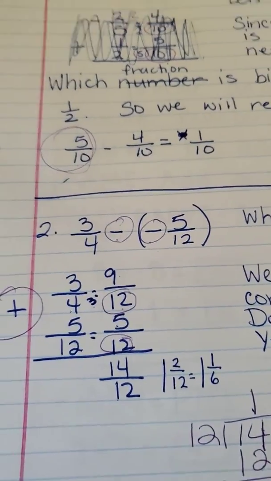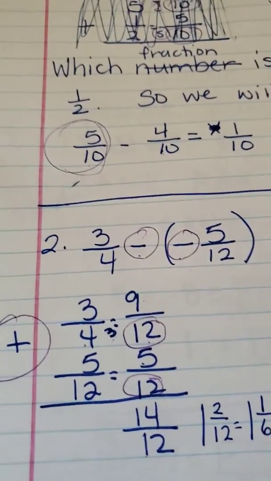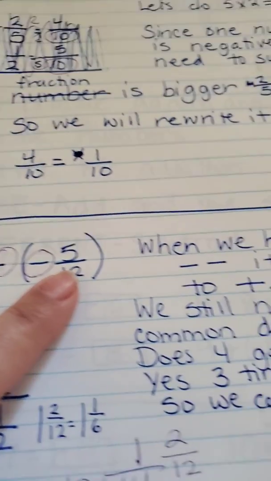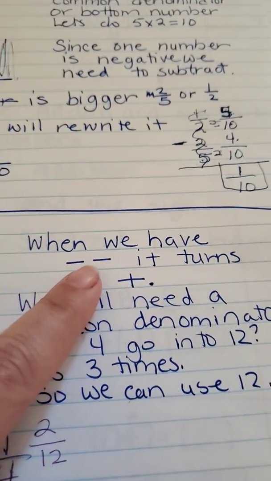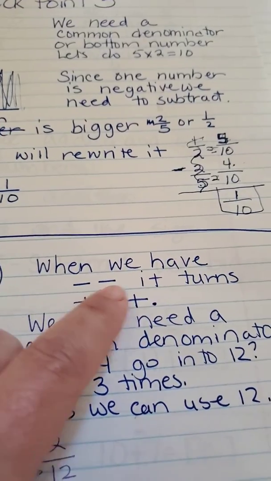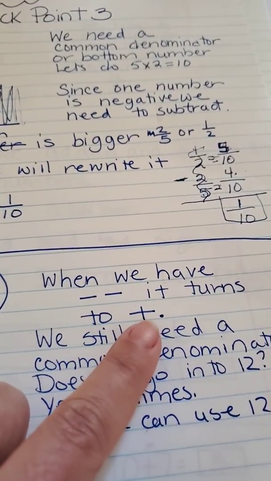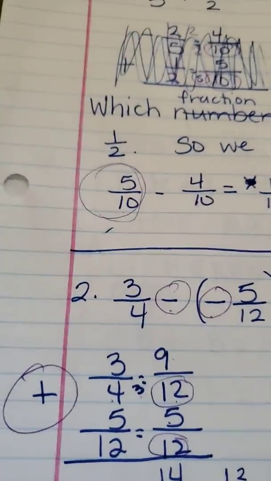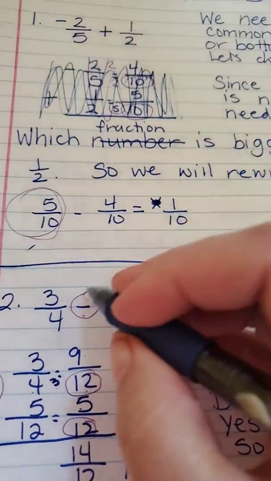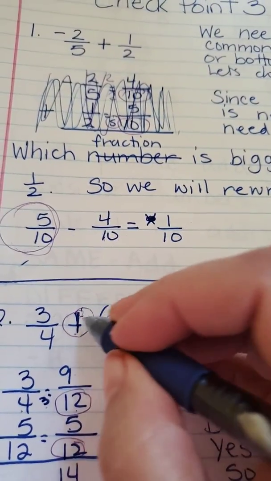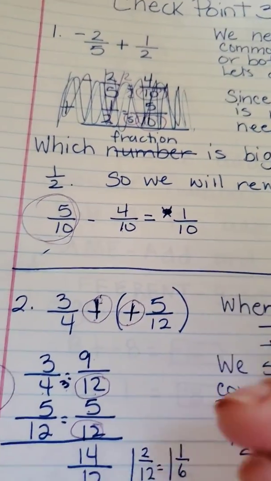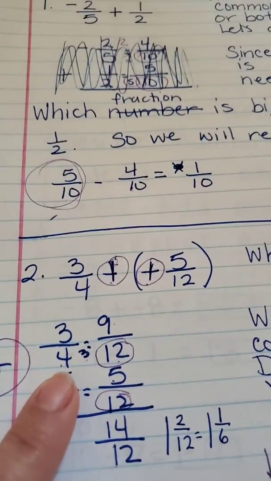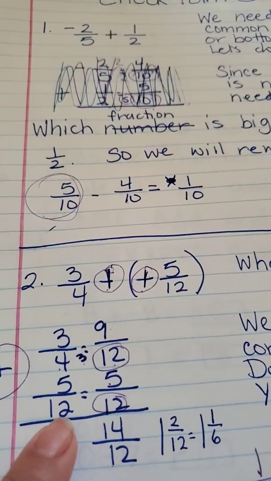Okay, next problem is 3/4 take away negative 5/12. So when we have a negative and a negative, it's going to turn to a positive, or an addition. Okay, so in this problem, we could change these two signs here. This becomes a plus, and this becomes a plus. Okay, so we have 3/4 plus 5/12.